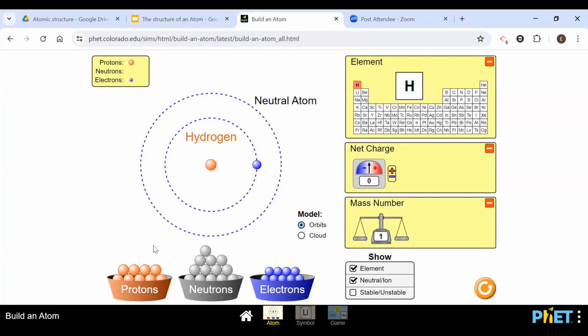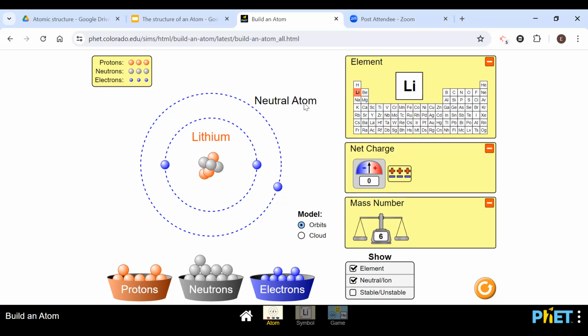Let me put, you see, when I put the proton, the name shows up. Guess what? Look at that. I'm trying to build a simple atom. Neutral atom. Neutral atom. This is a lithium atom. It has 3 protons, 3 neutrons, 3 electrons. It says here neutral atom.